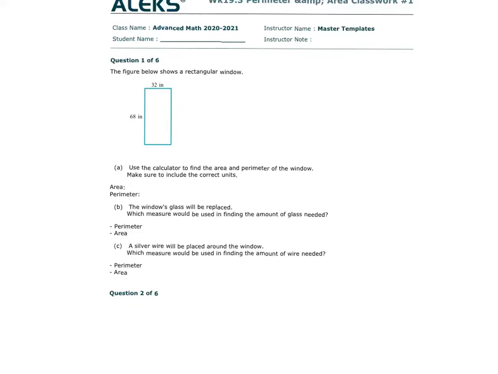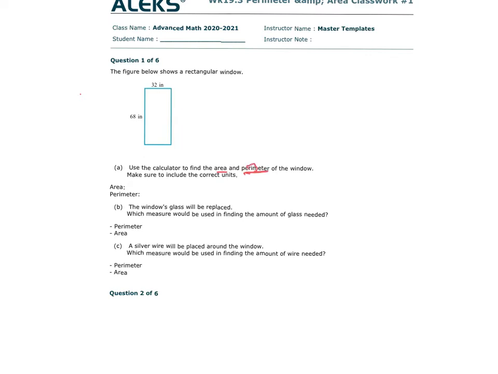All right, today we're going to do area and perimeter, and we're just going to dive right in with some review. Okay, so question 1, we've got this rectangle here. Use a calculator to find the area and the perimeter of the window. Let's do the perimeter first.